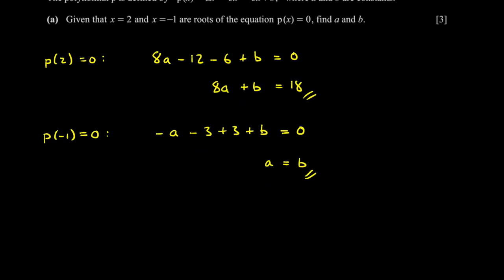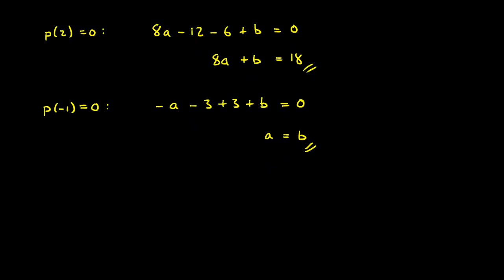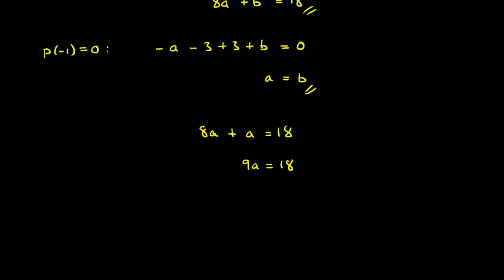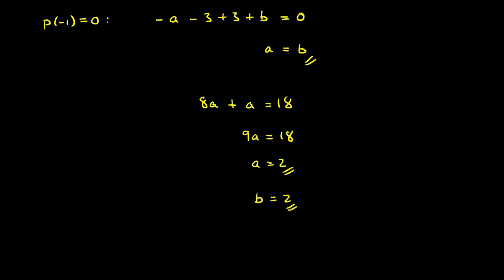Well, okay, if a is equal to b, I've got two equations, two unknowns, so I just substitute into the first one. So 8a plus a is equal to 18. So that means that 9a is equal to 18. So a is equal to 2. And if a is equal to 2, it therefore follows that b is also equal to 2. Right, so that's the solution for that.